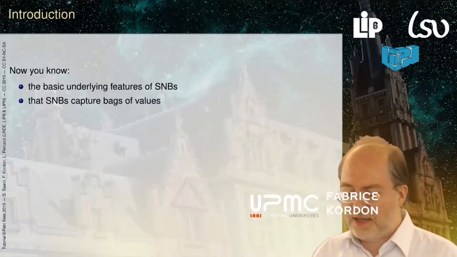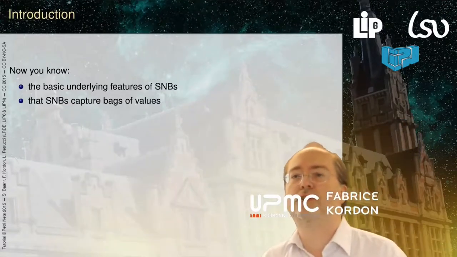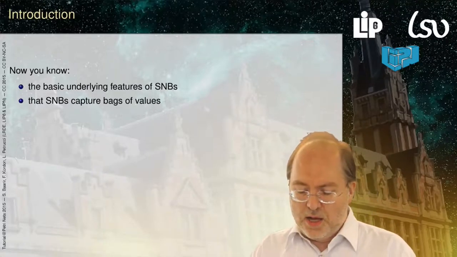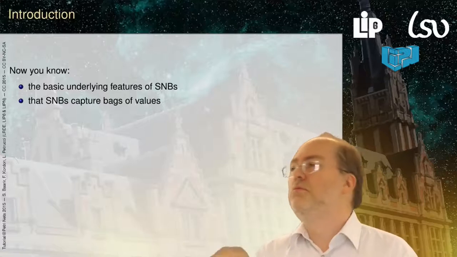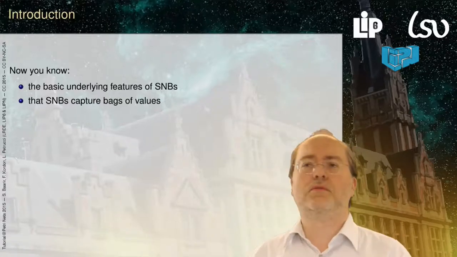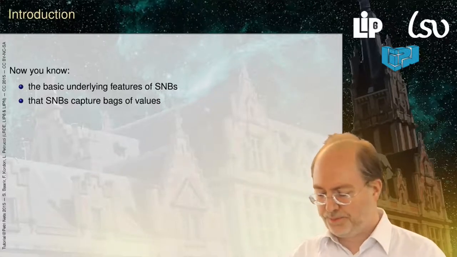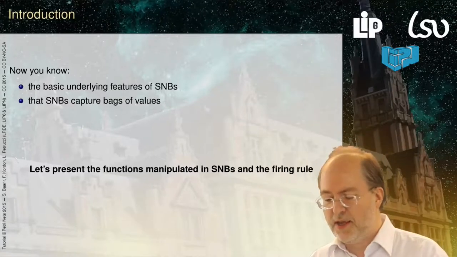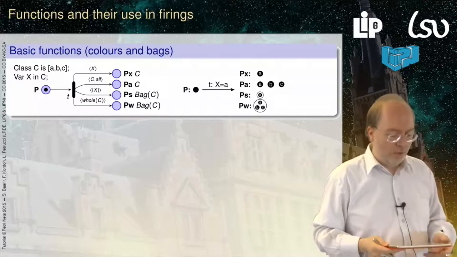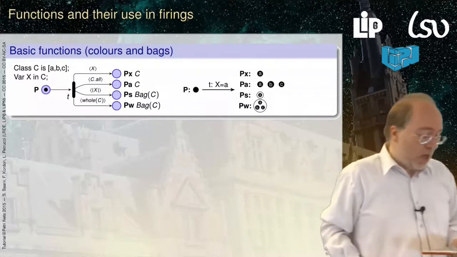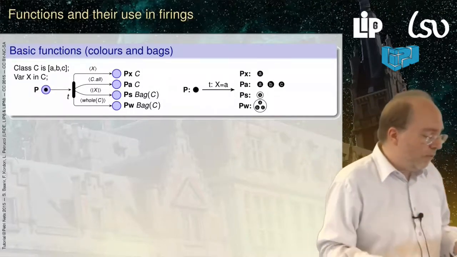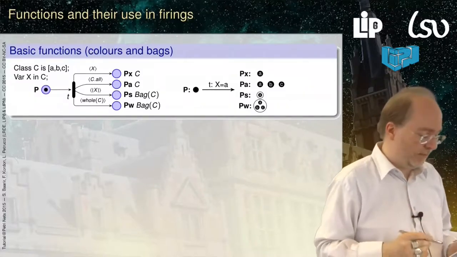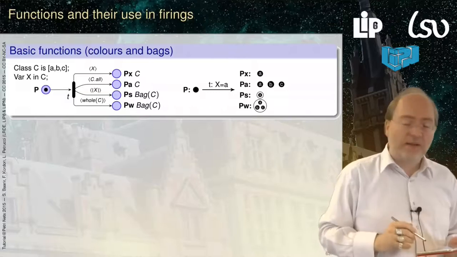So, what are the functions used, the color functions used in a symmetric net with bag? Now you know the idea about symmetric net with bags, and we'll get into more details of how we manipulate colors. So first, there will be new functions basically. Here, let's have a small example.